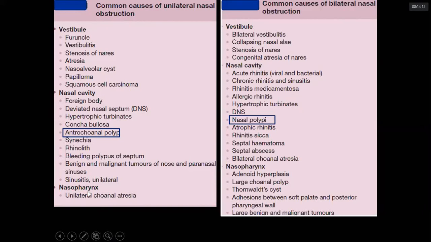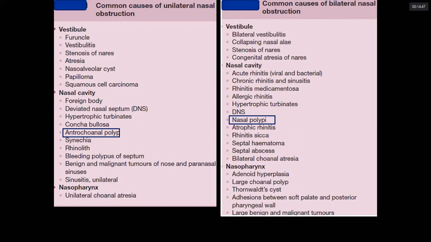Similarly, there are other conditions in the nose which cause bilateral obstruction. So whenever the patient has unilateral obstruction, you need to differentiate and know that the obstruction is due to foreign body, but not DNS. The obstruction is due to AC polyp, not bleeding polypus of the septum. So at the end of your ENT classes, you should be able to make a provisional diagnosis.